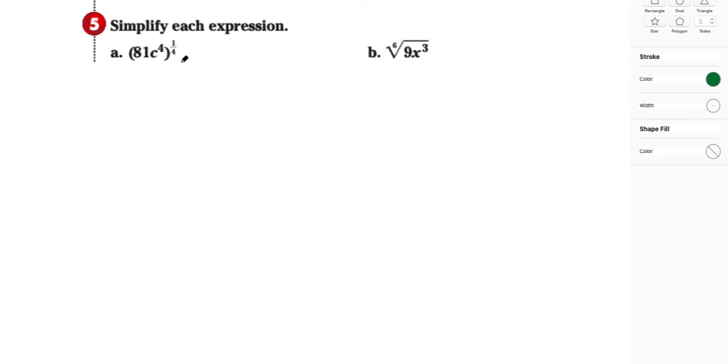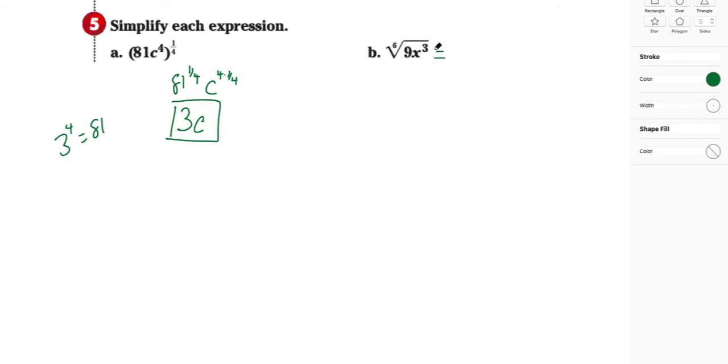Here in example 5, we're going to simplify each of these expressions. So again, we've got the 1/4 on the outside, and we know that when we have an exponent on the outside, it affects each of the factors on the inside. So 81 to the 1/4 power, and then c to the 4th to the 1/4 power, is going to leave us with, well, 81 to the 1/4 power. I'm thinking that 3 to the 4th power is equal to 81. Therefore, this is 3. And 4 times 1/4 is just 1. So that's c to the 1st power, or just c. So that's how we'll get that.